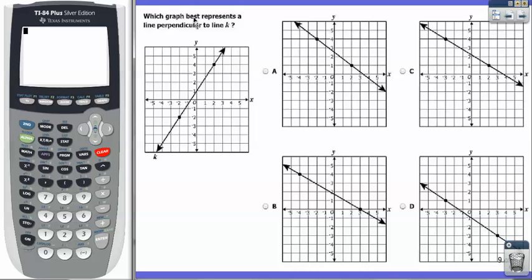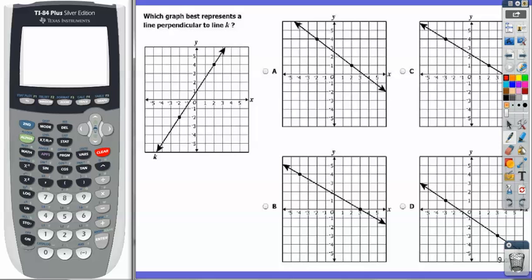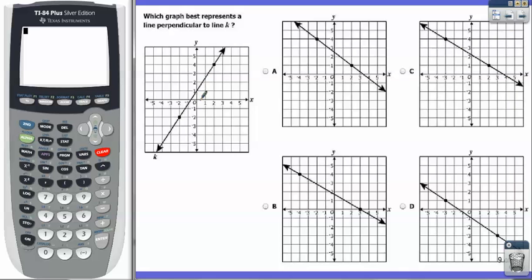Which graph best represents a perpendicular? Well, the good news is all of these look like they're going the opposite direction, so that's a big plus. So let's look. First of all, what's my slope of this problem? Slope is rise over run. 1, 2, 3, 4, 5, 6. 1, 2, 3, 4. So my slope of this problem is 6 over 4.